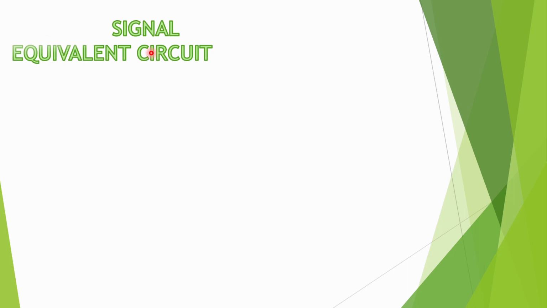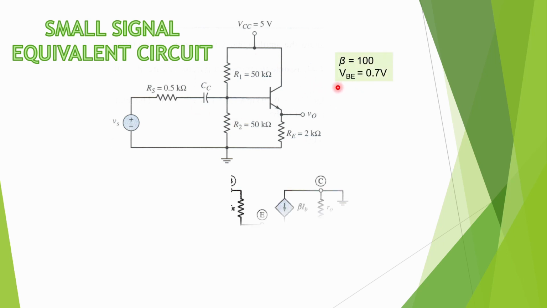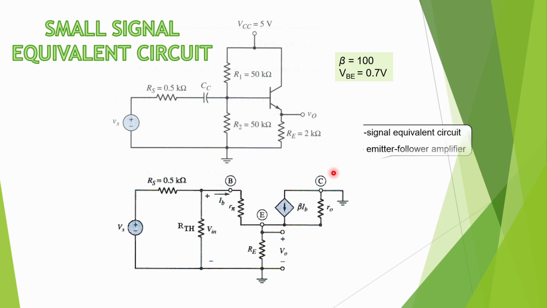So now we will see the small signal equivalent circuit of the common collector amplifier. This is the circuit we saw above, right? Now let's derive the small signal equivalent circuit. The circuit shown here is the small signal equivalent circuit. Between the base and the emitter we connect a resistance r-pi, and between the emitter and the collector we connect a current source beta times IB.